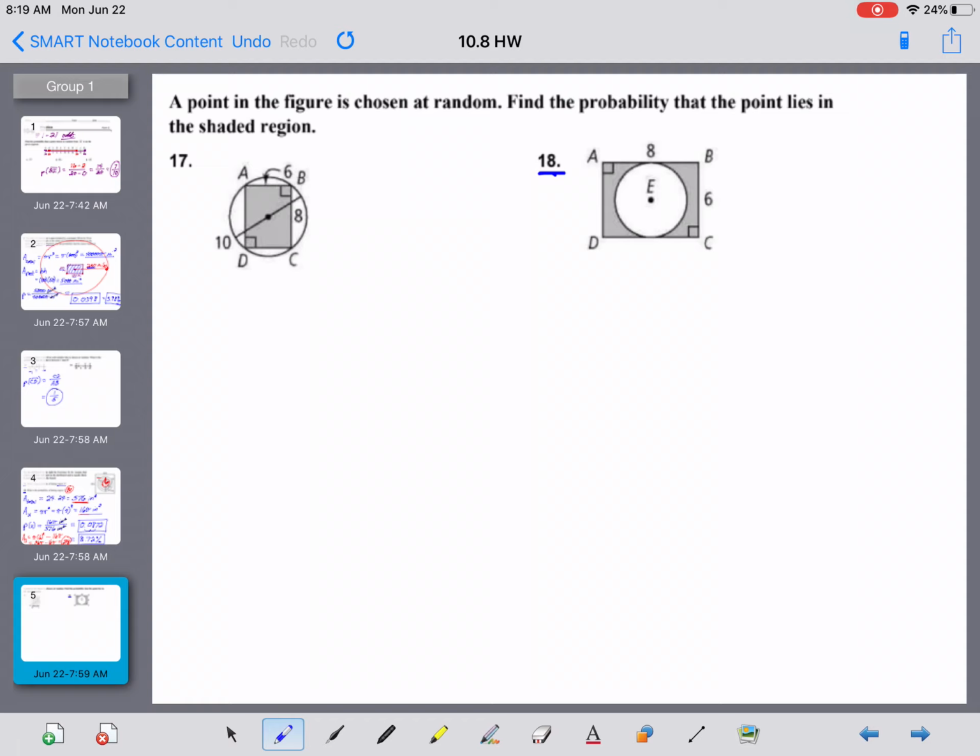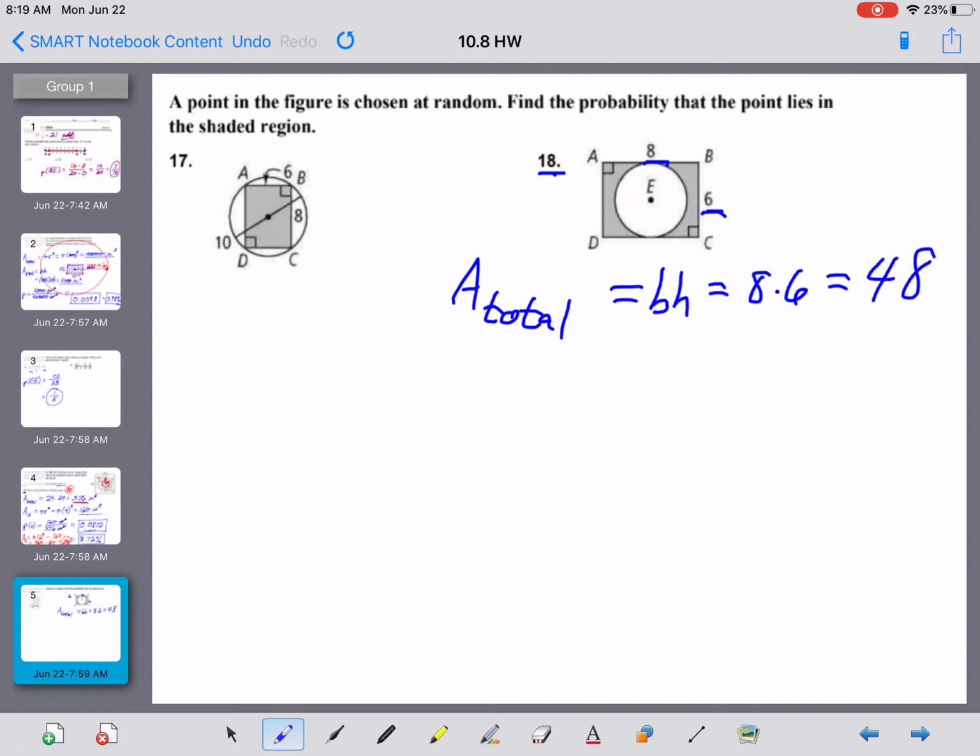So in number 18, couple of things we always need to know. First of all, what is the total area of the region we could hit? Well, the overall outer shape here is a rectangle. Formula for area of a rectangle is base times height. Well, our base right here is 8, and our height is 6. So this is pretty easy. And the 8 times the 6 is going to get us 48 for the area of the overall rectangle. Eventually, that's going to go in the denominator of my fraction.